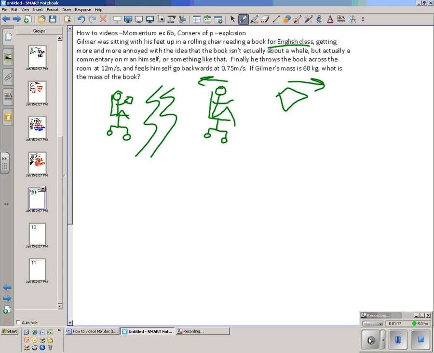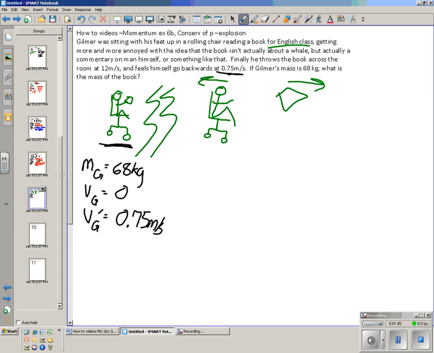So now we can go ahead and list out our information. Mass of Gilmer is equal to 68 kilograms. Initial velocity of Gilmer when he is just kind of chilling there with his book is going to be 0. And then the final velocity of Gilmer is going to be, well, it says 0.75 meters per second. But wait a second. Backwards. It's going backwards. That's why it's so important that we draw out what's going on. It's negative 0.75 meters per second.